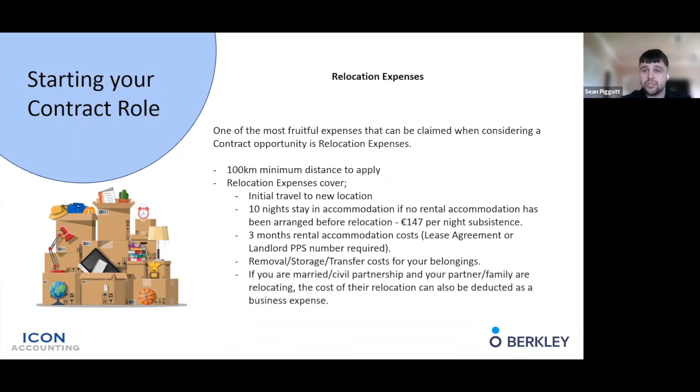The other point to touch on, just before we move on to the next point, is if you're married, if you're in a civil partnership, or if you've got family members relocating with you, so if you've got children, the cost of relocating your family is also considered a business expense.